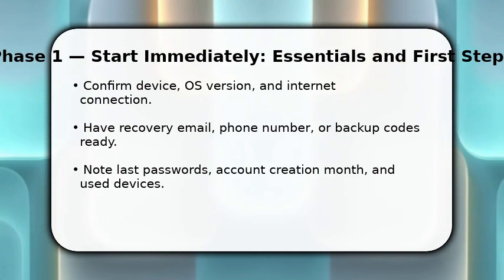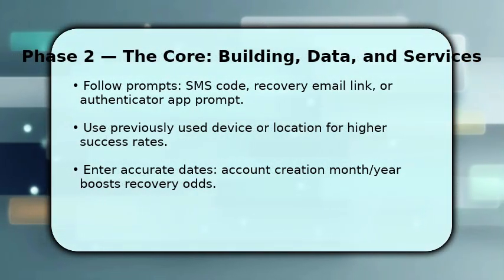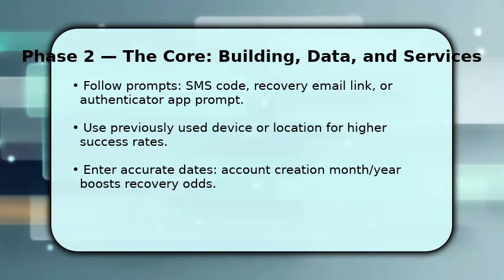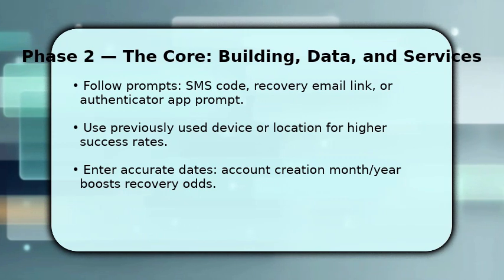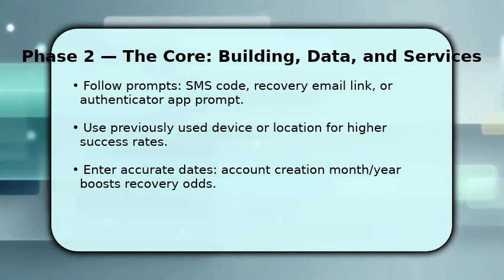Now focus on verification. Choose the method you can access: SMS code, recovery email link, or authenticator app. If you have a trusted device, use it. Google favors familiar locations and devices, which increases success odds. Enter any dates or old passwords you recall. Even approximate account creation month helps.